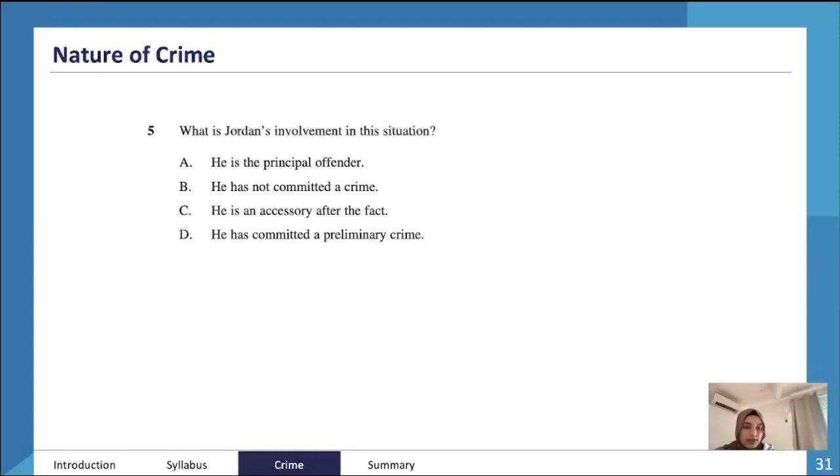Is he the principal offender? Has he not committed a crime? Is he accessory after the fact? Or has he committed a preliminary crime? Which one would be the answer? Okay, so the answer is going to be the preliminary crime.